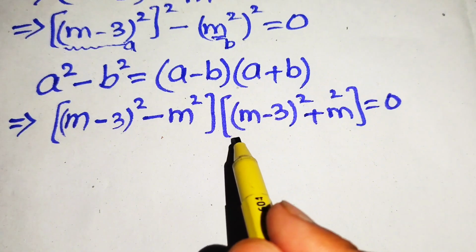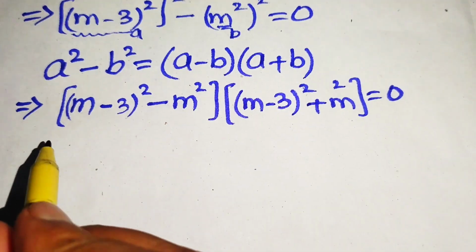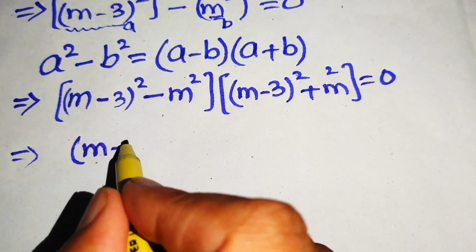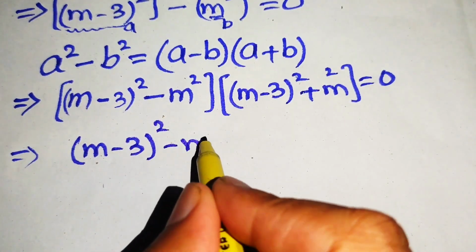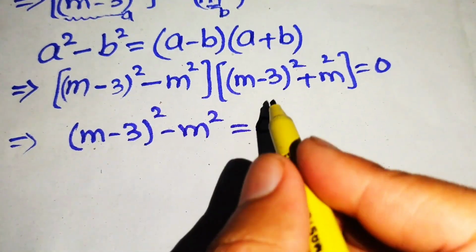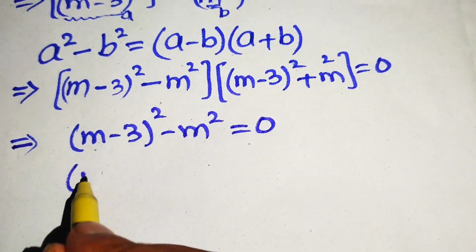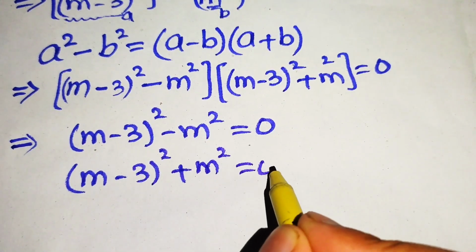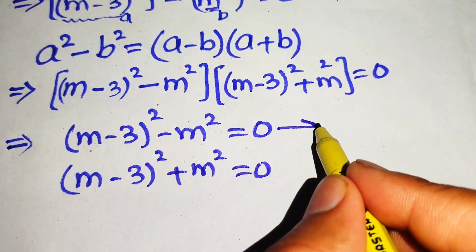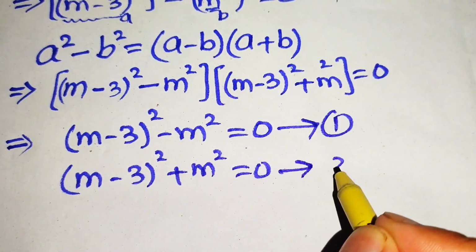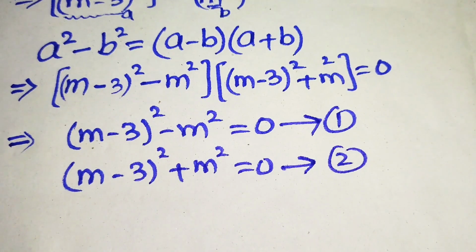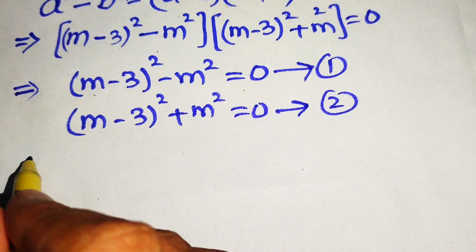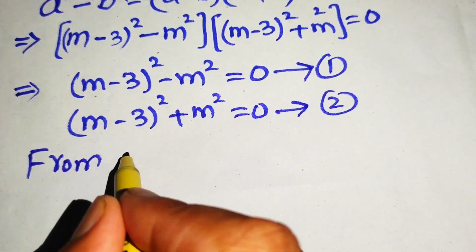After using this formula we get these factors, which are multiplied by each other. Now we convert these two factors into two cases. The first case is (m − 3)^2 − m^2 = 0, and the second case is (m − 3)^2 + m^2 = 0. We call these equation number 1 and equation number 2. We solve these two equations and find the values of m. First we focus on equation number 1.